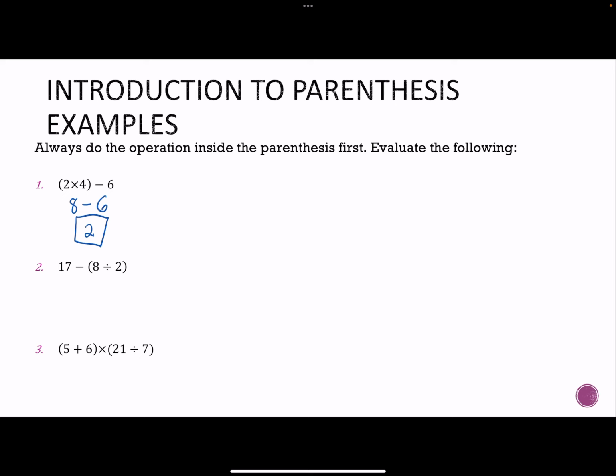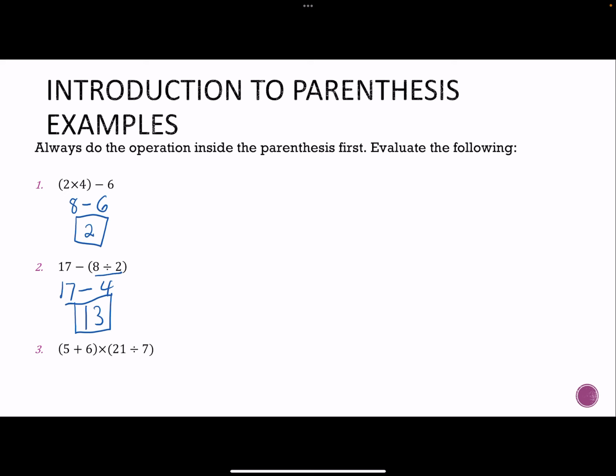That's my final answer. For example 2, I have 17 minus 8 divided by 2 in parentheses. So I'm going to go ahead and divide 8 by 2. 8 divided by 2 is 4. 17 minus 4, that's going to give us 13 for our final answer.